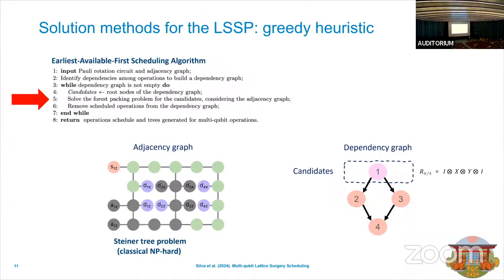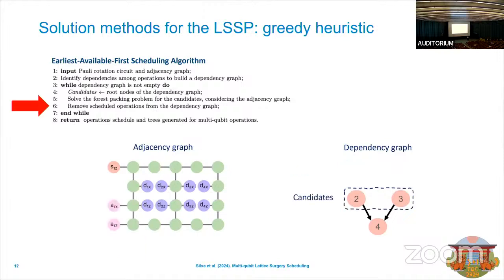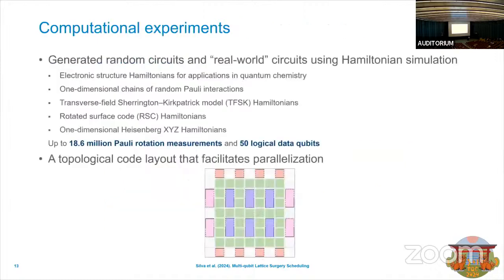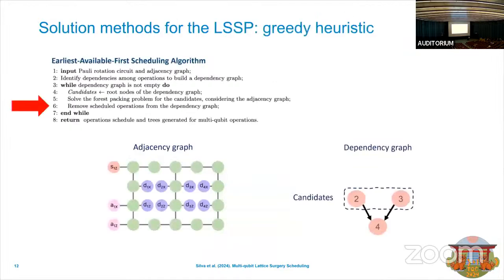In this example here, I only have one operation to be packed, but if I had another one, I could just remove these nodes that were used and solve this Steiner tree problem again for the remainder of the operations, given the updated adjacency graph. So we repeat this multiple times, always updating the dependency graph to grab the next candidate pack. Again, every time these are scheduled, I remove these operations, I repeat this loop again, and in the end, we expect to return the operations that were scheduled, given a certain order, and the trees generated for these multi-qubit operations.